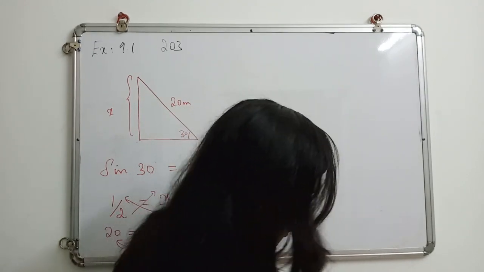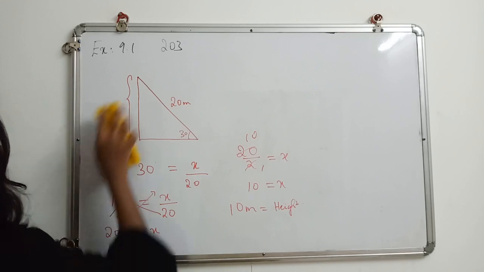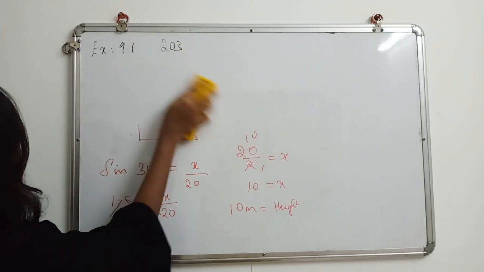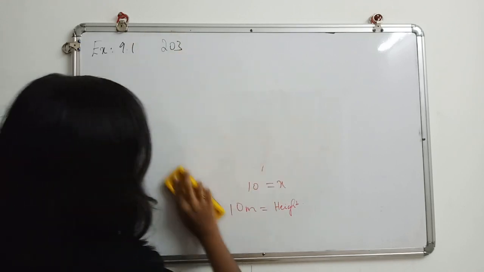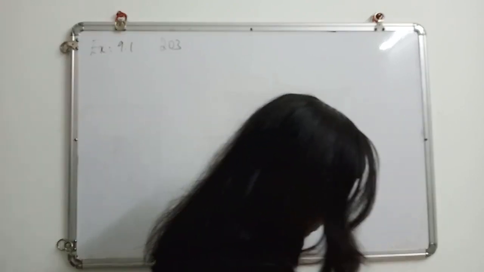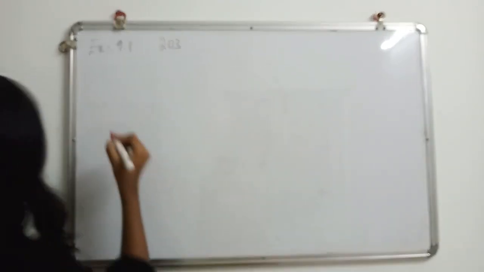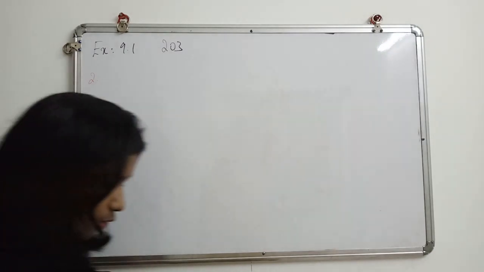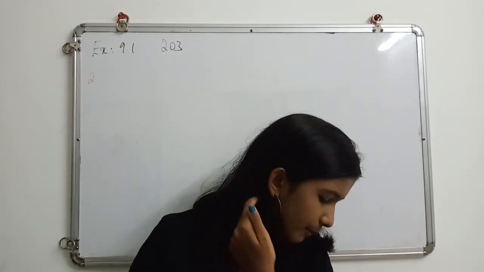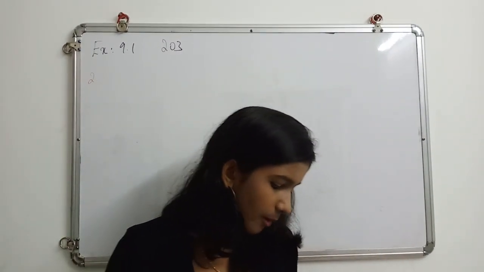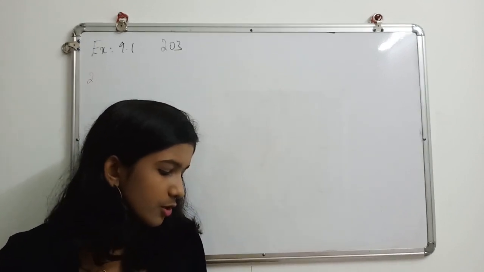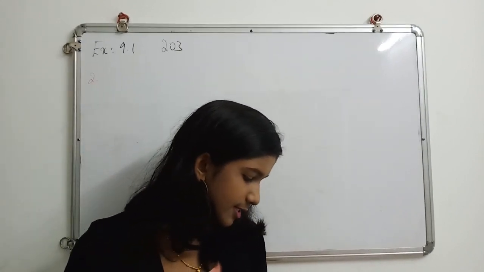Now next we can find another sum. The second sum in the same exercise. Here it is told that a tree breaks down due to storm, and the broken part bends down so that the top of the tree touches the ground, making an angle 30 degree with it.